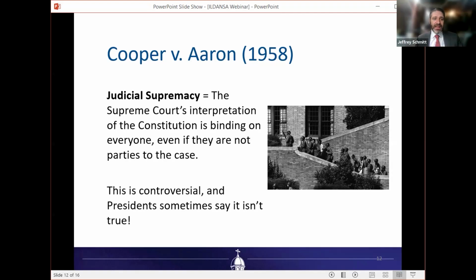Cooper v. Aaron is a case that tells us that the Supreme Court can not only decide individual cases and tell Congress it's wrong, or the president that he's wrong in individual disputes, but that its interpretation of the Constitution is always binding on the entire government. That's what this case stands for. And that's a pretty big evolution, right?